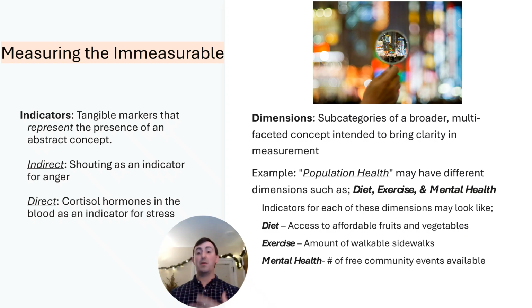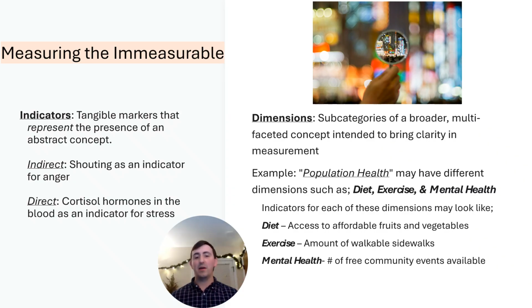The example I have here is population health, right? If you're in charge of a city's health, you might have this big concept, population health. Now that's really big, and it needs a lot of breakdowns, but even those breakdowns could use breakdowns. So we start with dimensions, right? And three example dimensions I have here are diet, exercise, and mental health, right? Is it comprehensive? No, but it's a good start. And each one of those dimensions, diet, exercise, and mental health, can then have their own indicators, right?